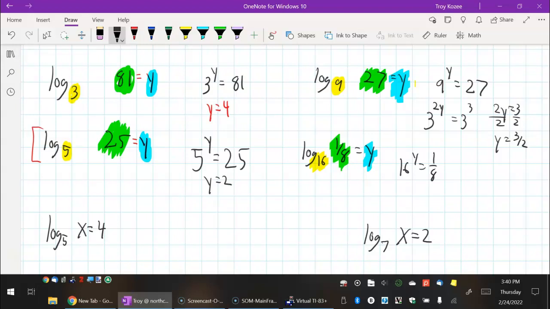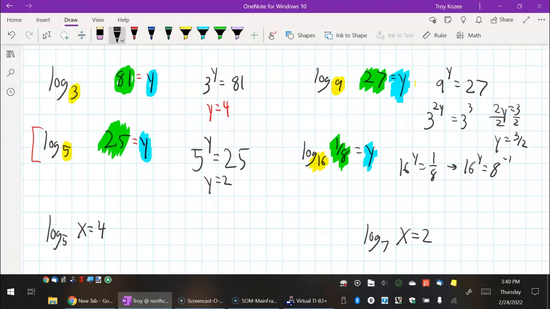My first step is to get rid of that fraction. So I get 16 to the y power equals 8 to the -1. Flip that fraction. I can rewrite both of these.